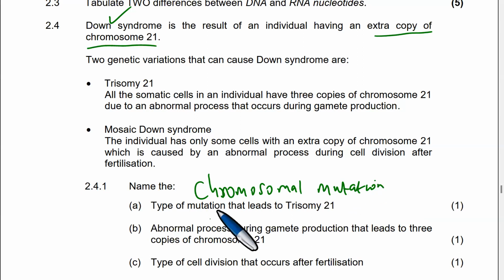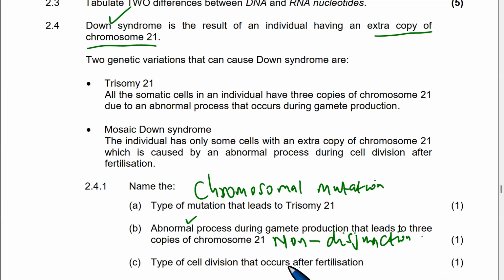Chromosomal mutation? What is the abnormal process during gamete production that leads to 3 copies of chromosome 21? The abnormal process is non-disjunction. Right? The abnormal process is non-disjunction.